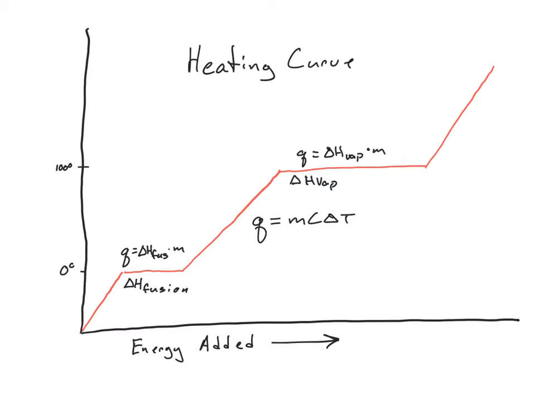Now, this is what we call a heating curve because we're adding energy. And so as you're going from a solid to a liquid, you have to add energy in order for that substance to melt. Same thing up here. If you're going from a liquid to a vapor, you have to add energy in order for that to vaporize from a liquid to a gas.